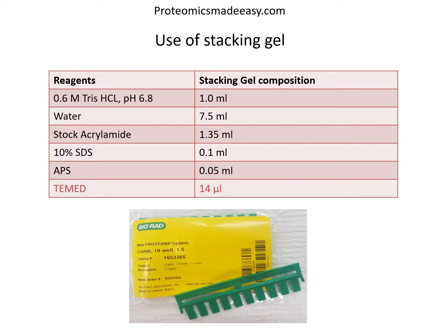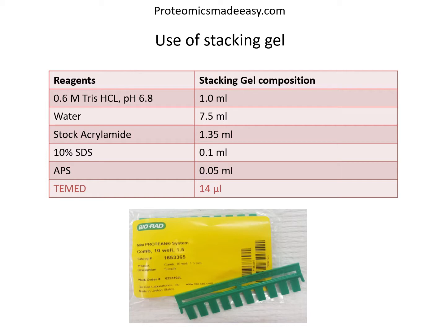Place the well-forming comb into this solution and let it set. This will take about 20 minutes. Once the gel is set, carefully remove the comb from the stacking gel and assemble the cassette in the electrophoresis tank and look for any leaks.